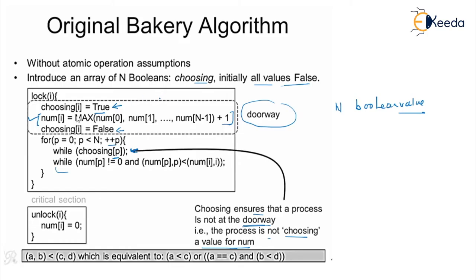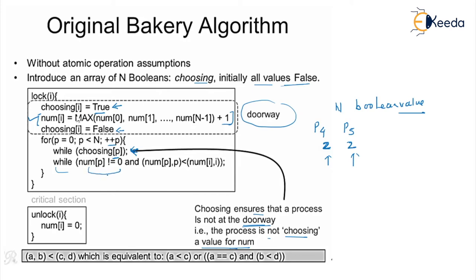Now the tie thing, as we have already seen that p4 and p5 are assigned the value 2. This algorithm will not make sure that it cannot assign two values to the same, because again it's not an atomic process. Choosing will not help because it is just waiting for the choosing process to complete.